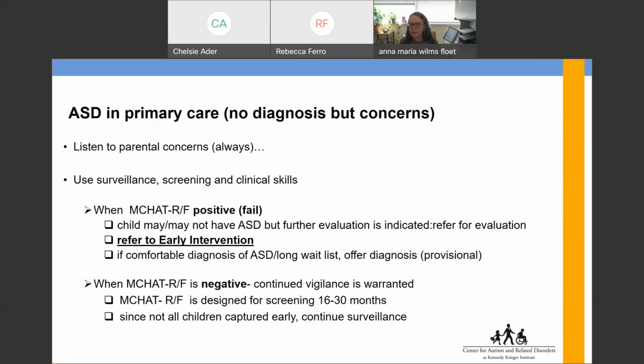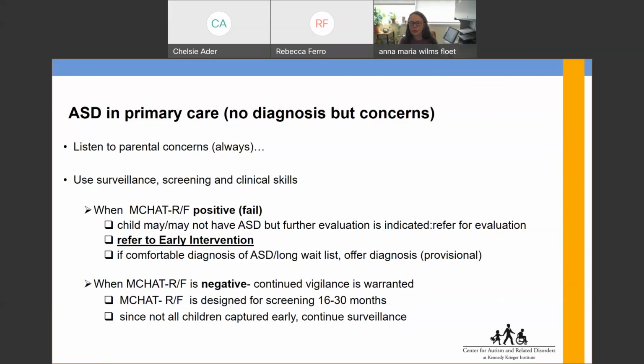When the MCHAT is negative, it is really important, as I showed you in the slide earlier, that not every child with autism will be identified even by the age of 4, right? So we need to ongoingly monitor and pay attention to children's social development and social communication and play and peer interaction to make sure. I would say children sometimes go under the radar for quite some time before we pick up on the more subtle signs of autism.